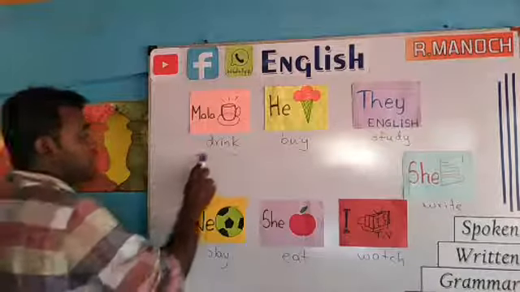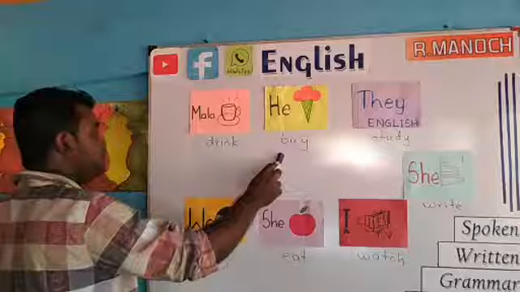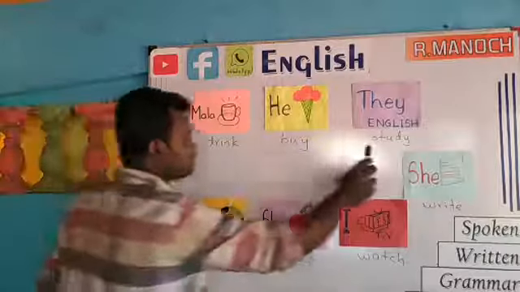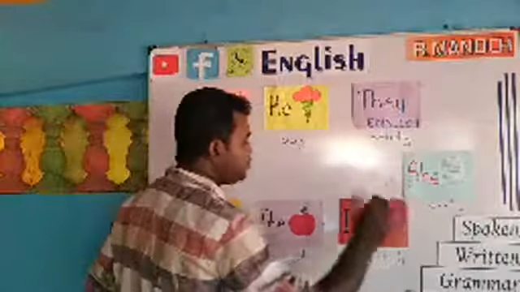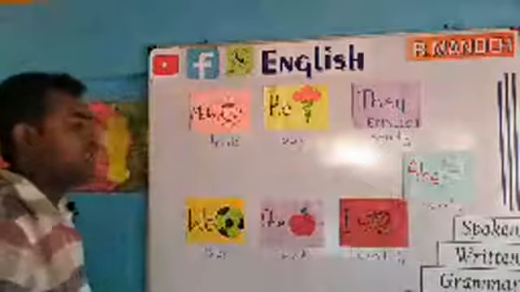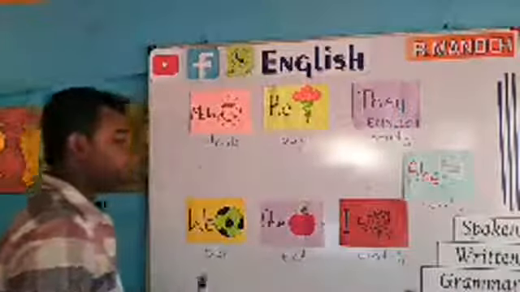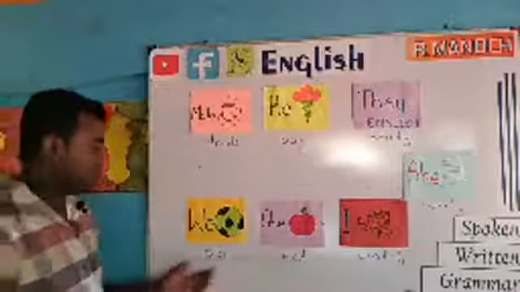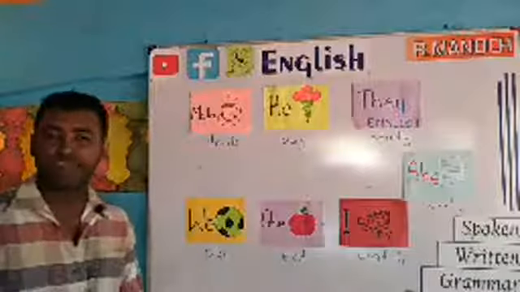Future perfect. Mala will not have drunk a cup of coffee. He will not have studied English, and she will not have written a letter, and I will not have watched TV. She will not have eaten an apple, and we will not have played football.